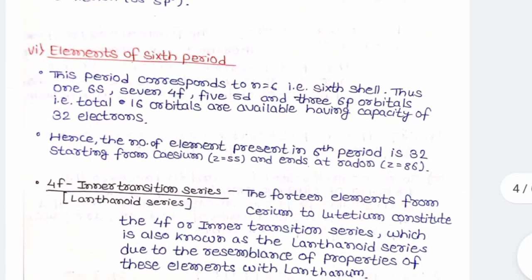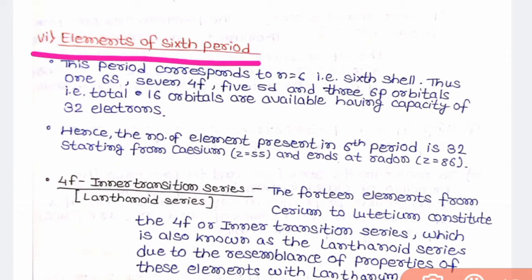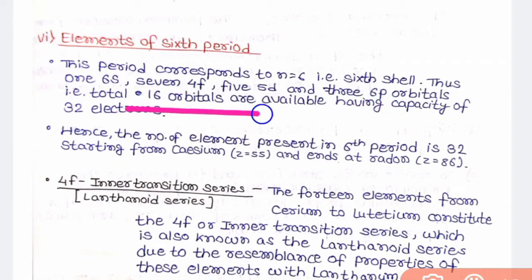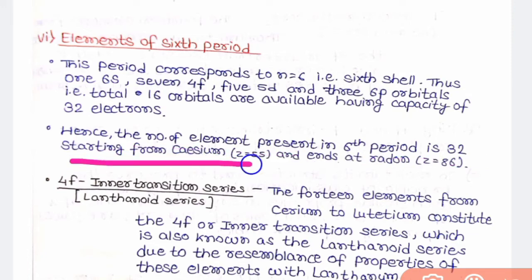Now, let us come to elements of the 6th period. This period corresponds to n equals 6. Thus, 1 6s orbital, 7 4f orbitals, 5 5d orbitals, 3 6p orbitals, that is total 16 orbitals are available having capacity of 32 electrons. Hence the number of elements present in the 6th period is 32, starting from cesium with atomic number 55 and ends at radon with atomic number 86.